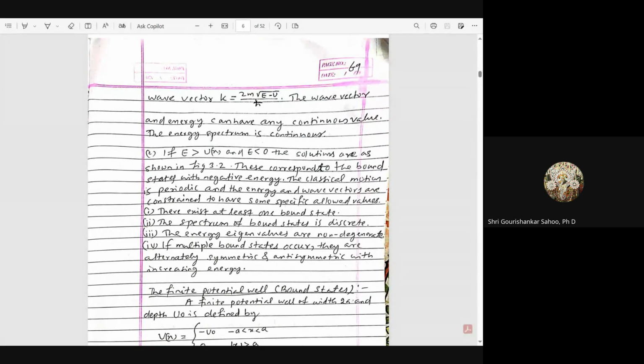There exists at least one bound state. The spectrum of bound states is discrete. The energy eigenvalues are non-negative and non-degenerate. If multiple bound states occur, they are alternately symmetric and antisymmetric with increasing energy. Okay, so these are the general features of one-dimensional problems.